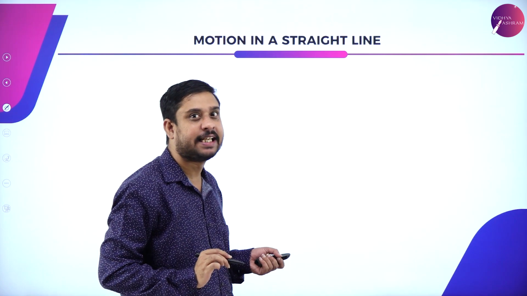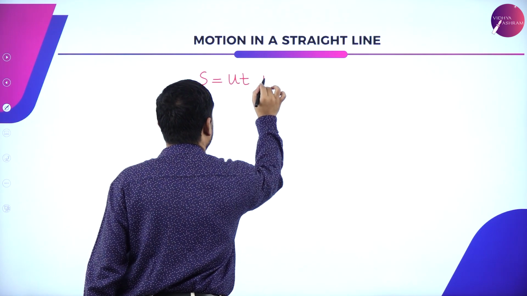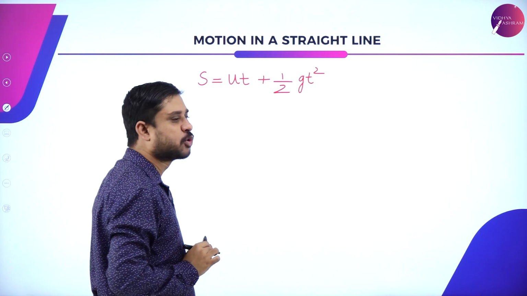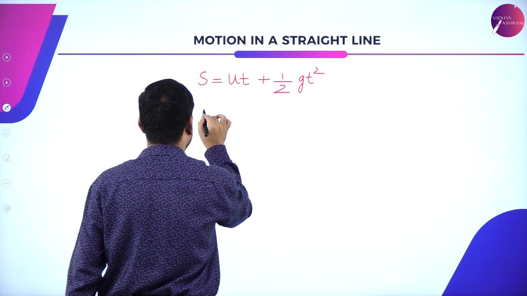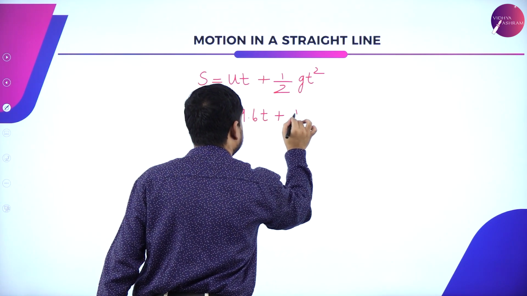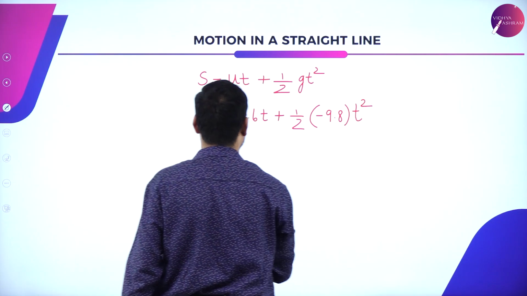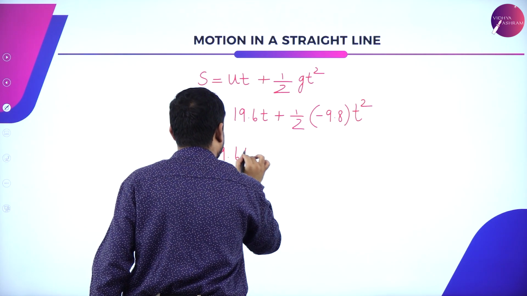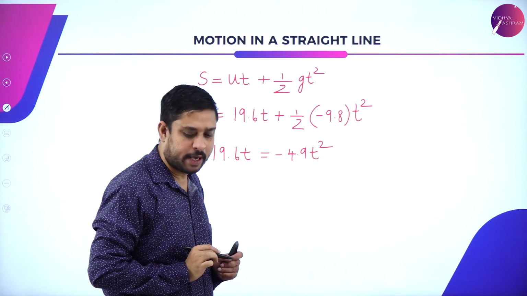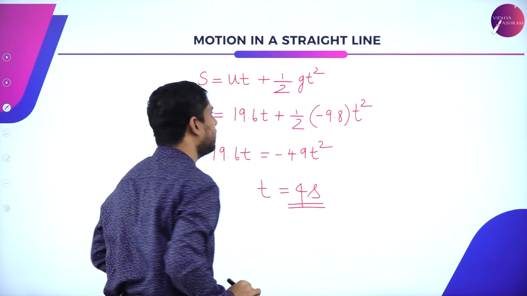I want the time factor here. So I use s equals ut plus half gt square, plus half, we have, on simplification, form a quadratic equation, solve. t appears to be 4 seconds.